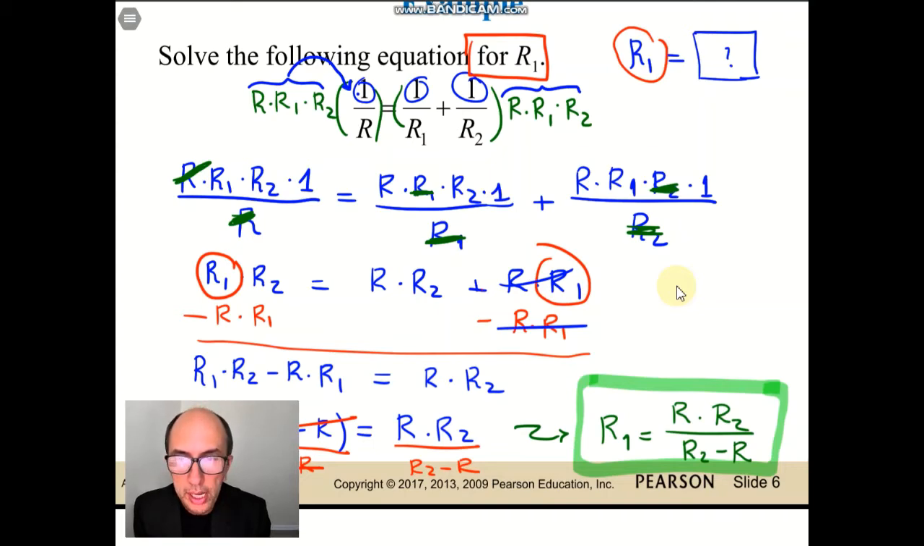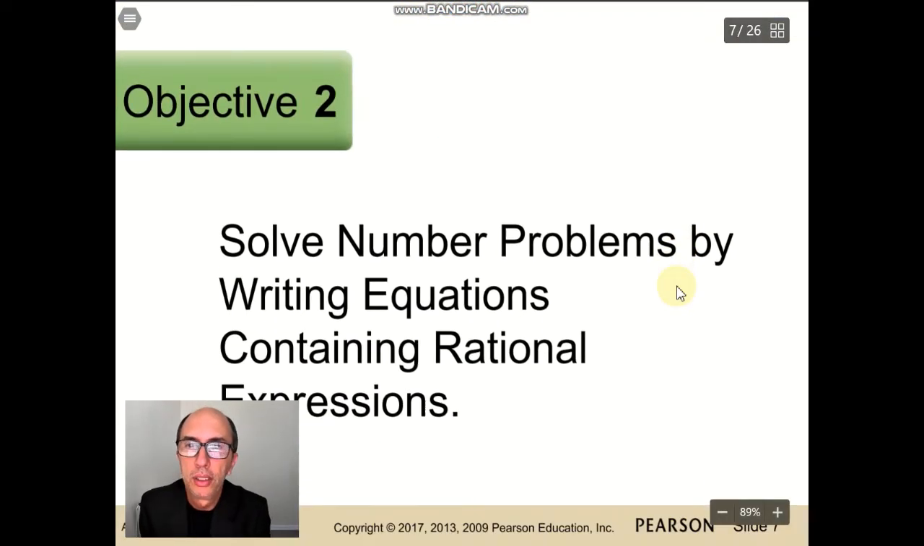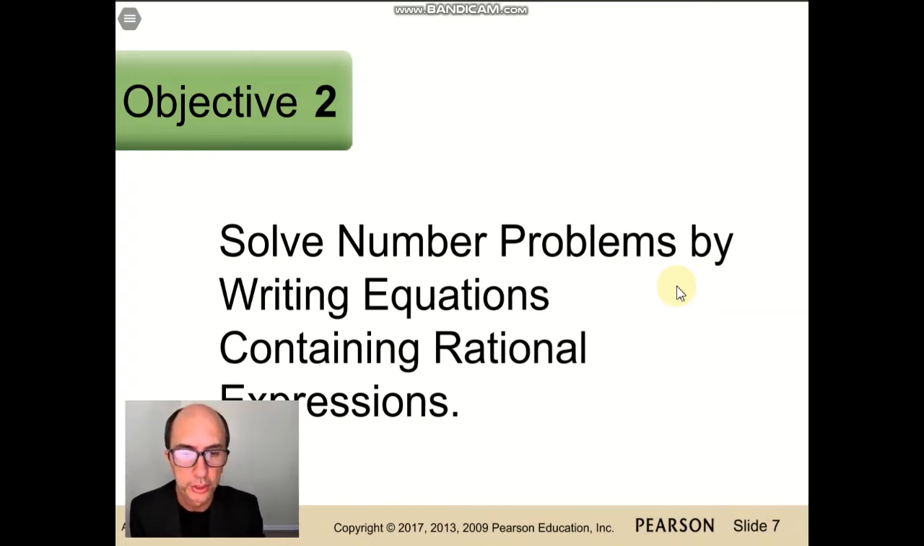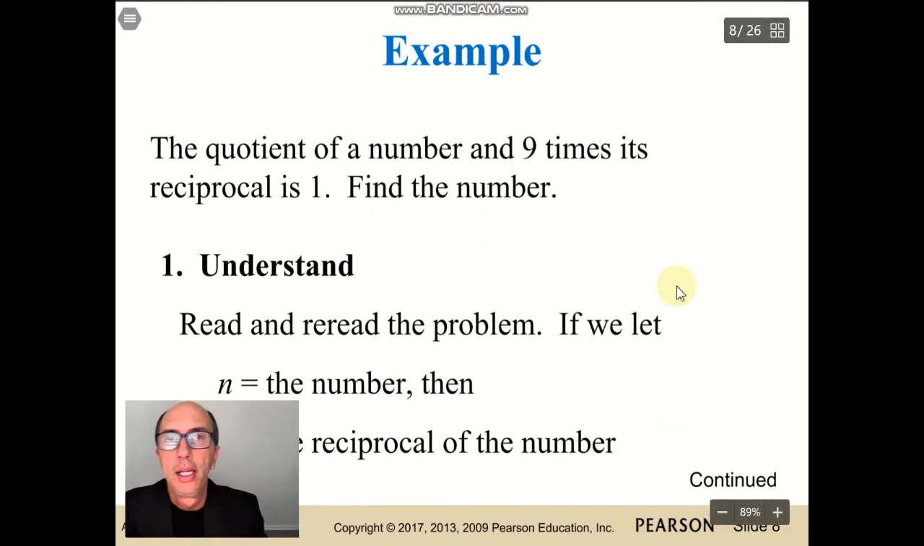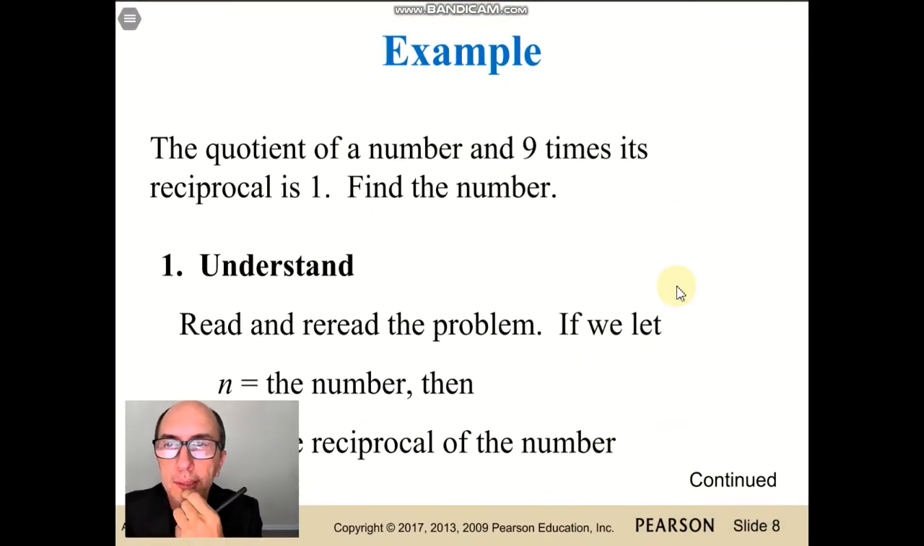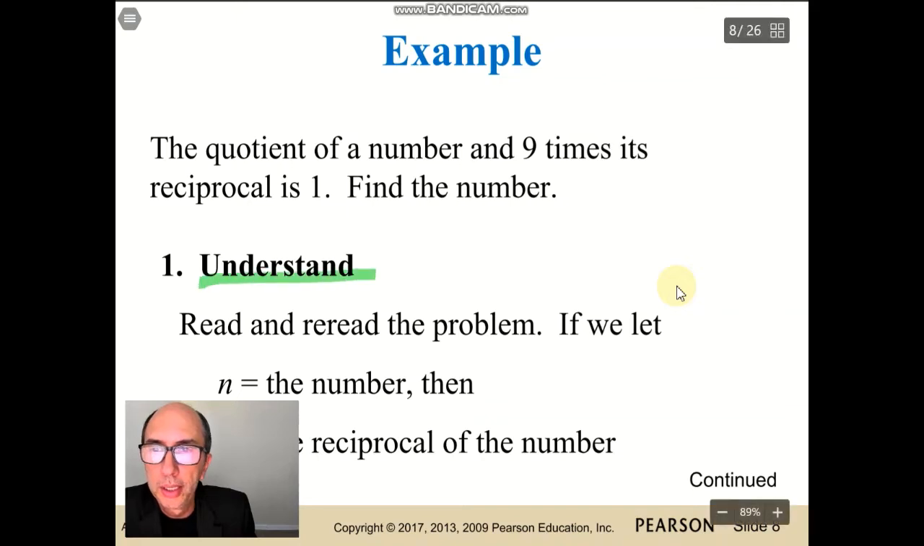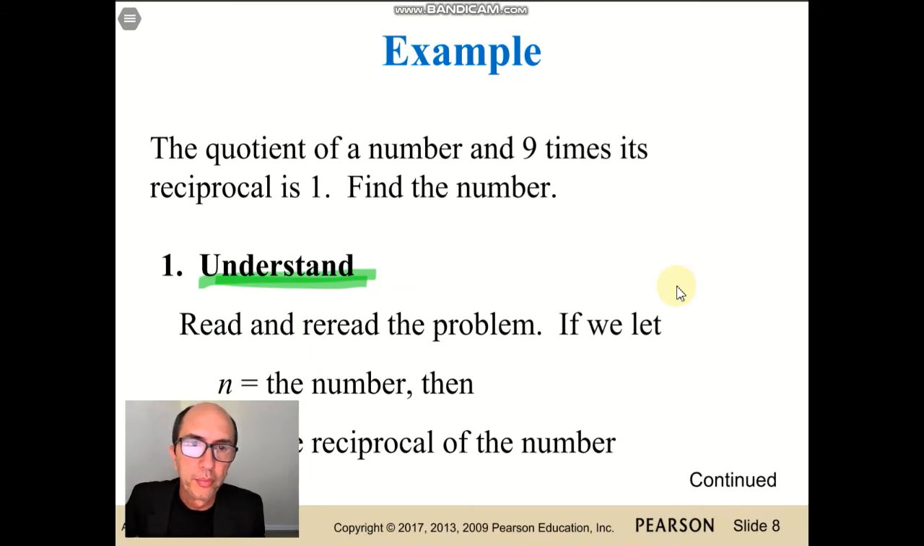Good. Moving on to the next objective, and now the objective is to solve number problems by writing equations containing rational expressions. An example here, this is the problem. The quotient of a number and 9 times its reciprocal is 1. Find the number. First step when you're solving this kind of word problem, we need to read and reread to understand the problem. Okay?